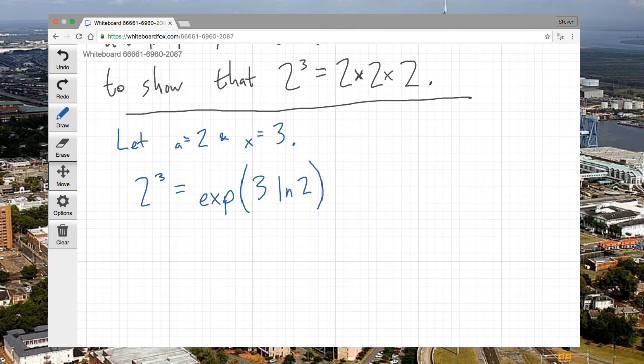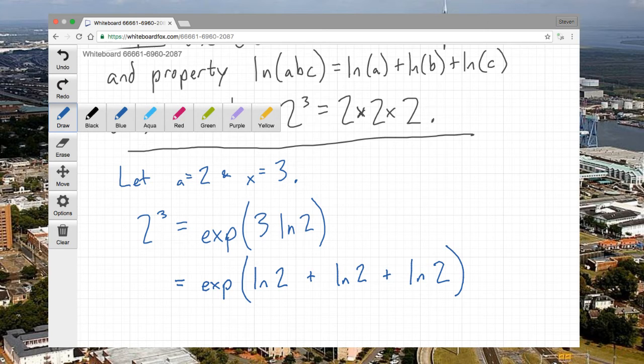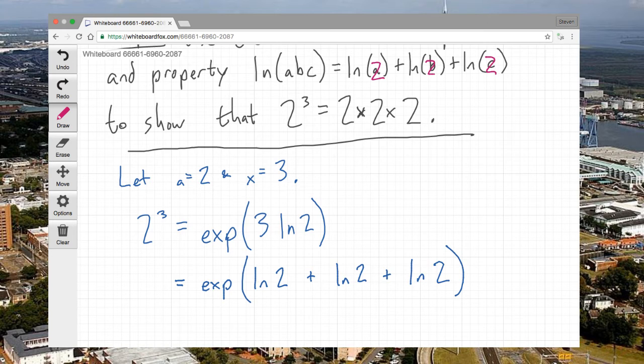Okay. Well, that's all right. Now what do I do here? Well, I've got to use the fact that I can talk about the natural log of a plus the natural log of b plus, and so on. That's basically what I have, isn't it? I've got 3 natural logs of 2, so that's the same thing as the natural log of 2 plus the natural log of 2 plus the natural log of 2. So here I've got a different a, b, and c. I've got 2's here, here, and here. And so what is a times b times c? That's a big ol' 8.